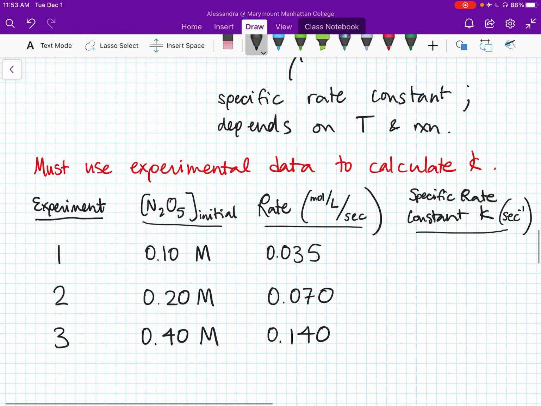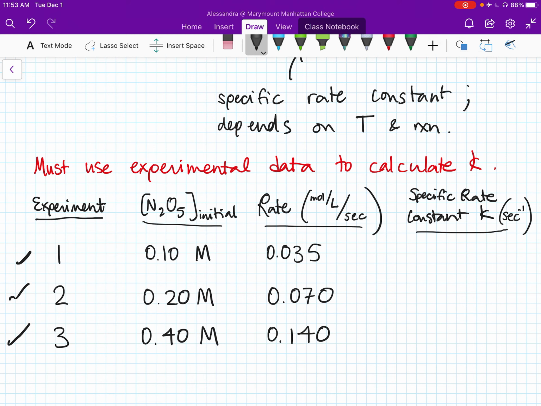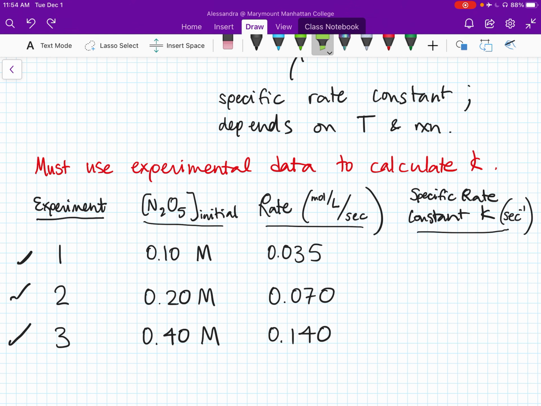So let's take the experimental data for this reaction where dinitrogen pentoxide decomposes to nitrogen dioxide and oxygen. Three experiments were performed, 1, 2, and 3. And these experiments were performed with different initial concentrations of dinitrogen pentoxide. So these are the three different initial concentrations that were used for the three trials. Each of those experiments gave a different rate, okay? So you can see that the higher the initial concentration, the faster the rate.